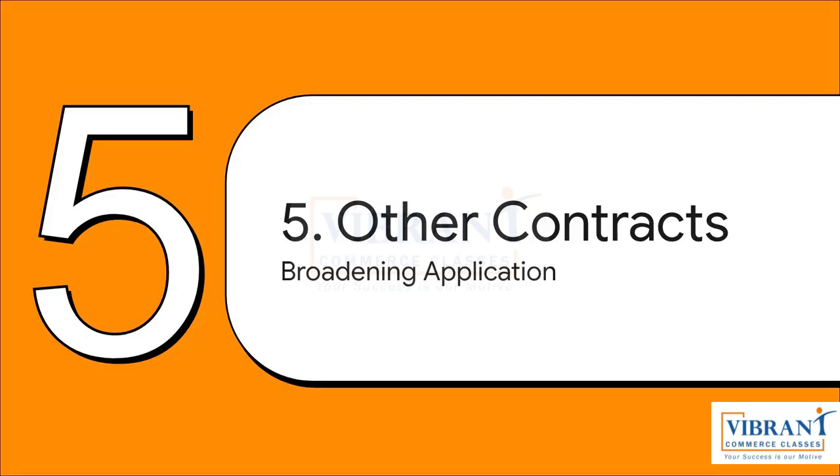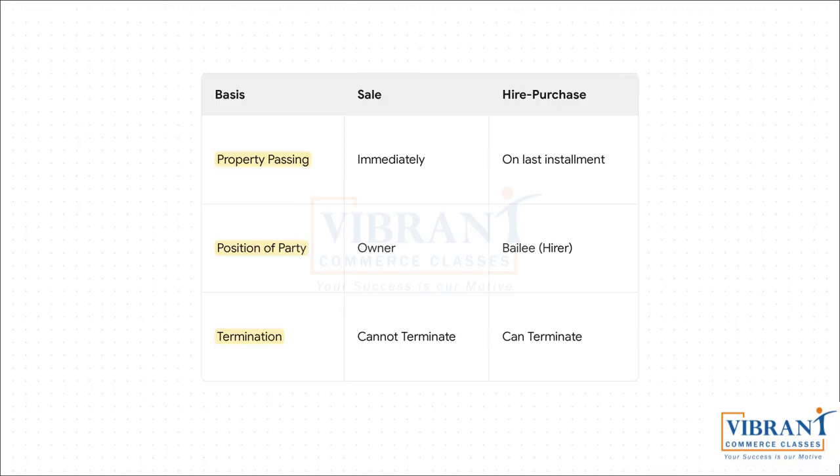Now that you've got the core concept down, let's quickly make sure you don't get tripped up by similar-looking contracts. These distinctions are perfect for case studies. First, sale versus hire purchase. This is the common point of confusion. In a sale, ownership passes right away. In a hire purchase, the person hiring the goods has the option to buy them at the end, usually by making the last payment. They are not obligated to buy. Until that final payment, ownership stays with the original seller, and the hirer is just a bailee.